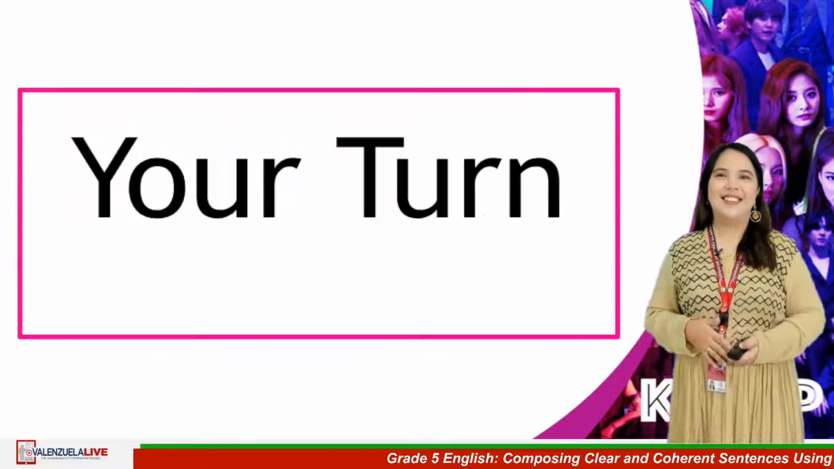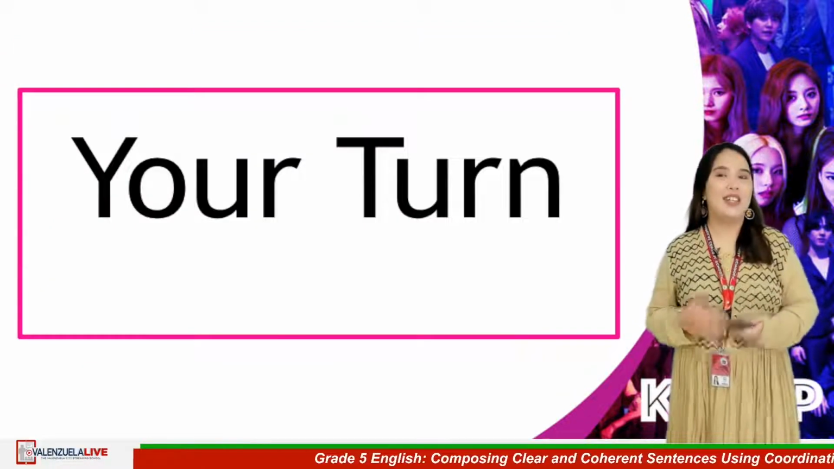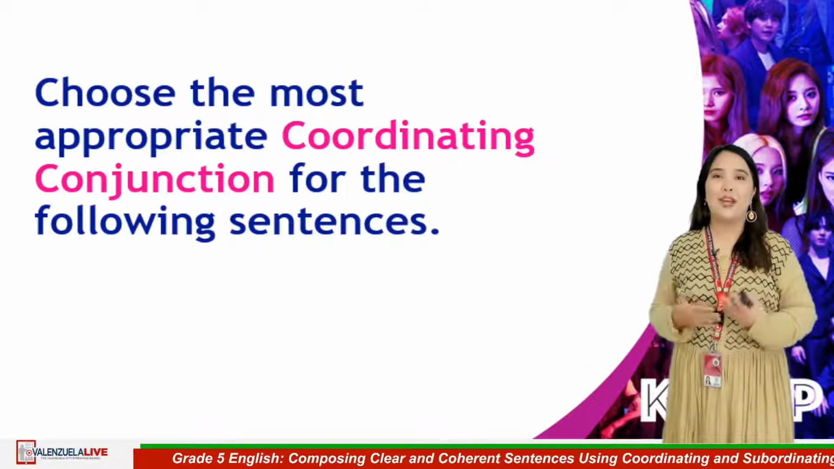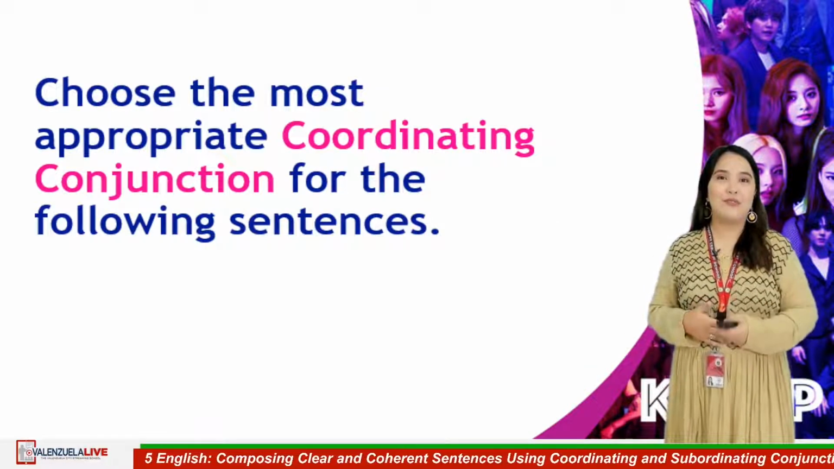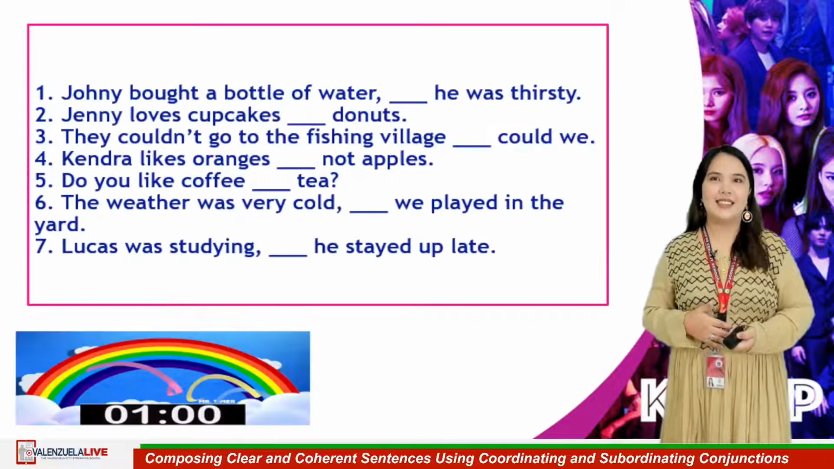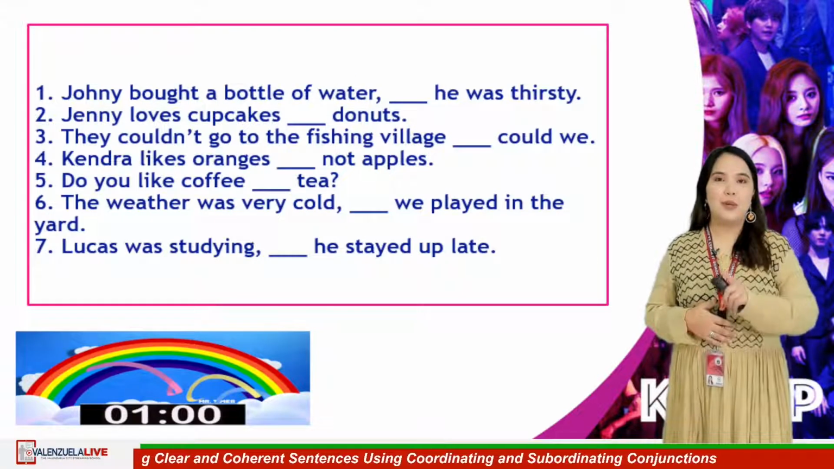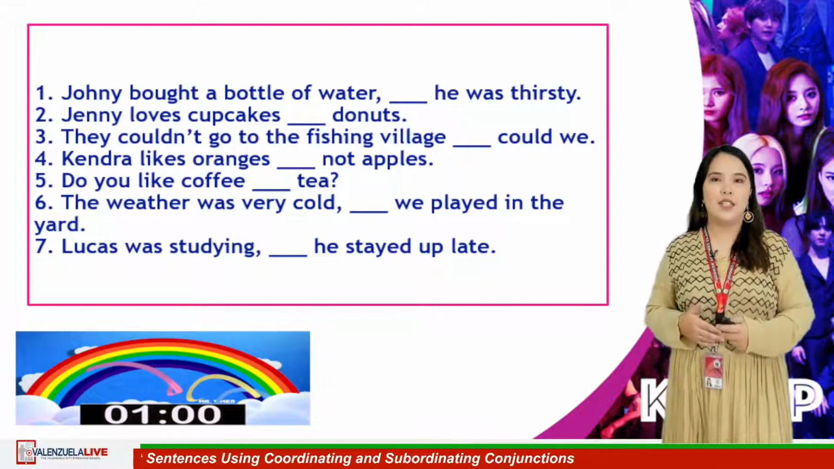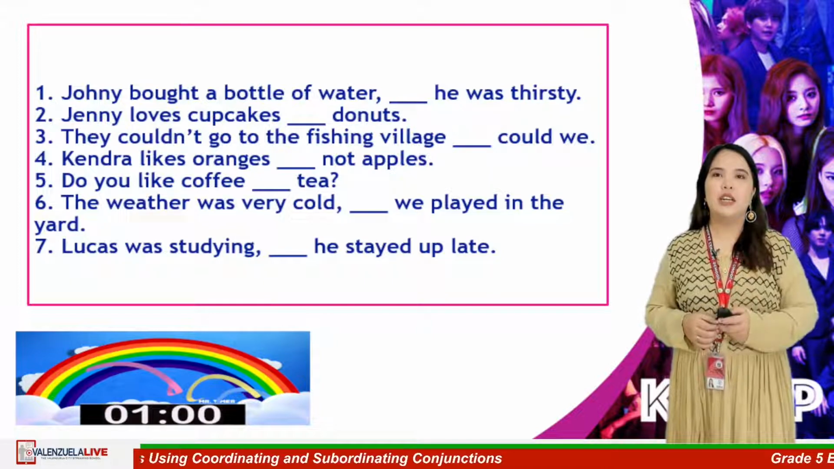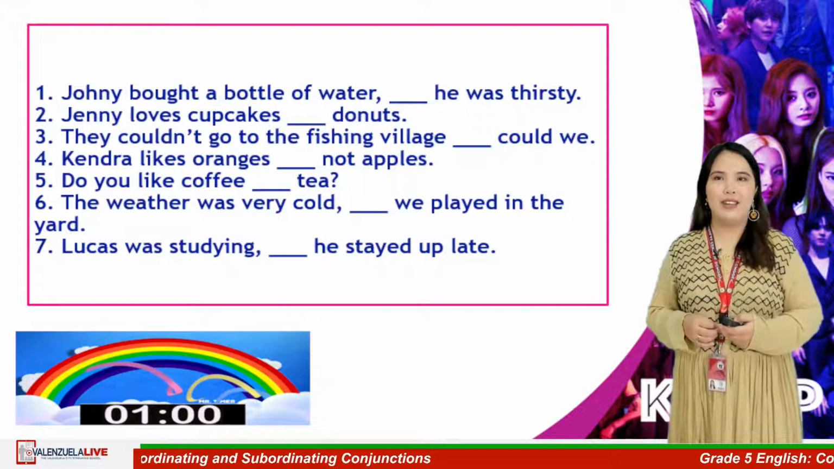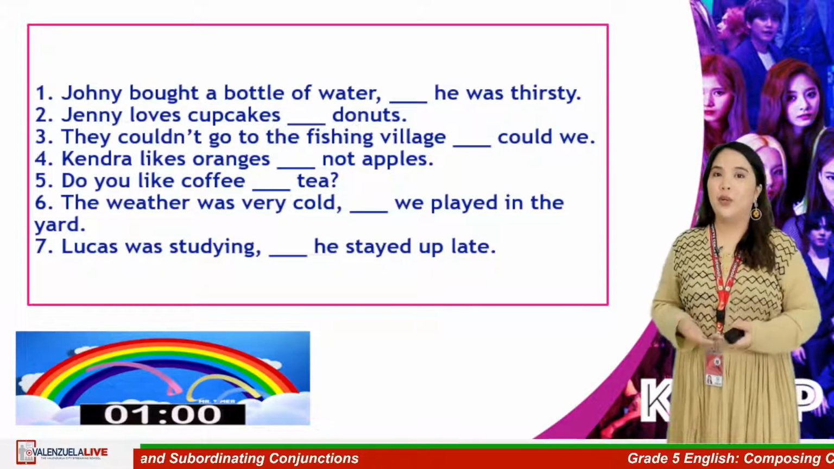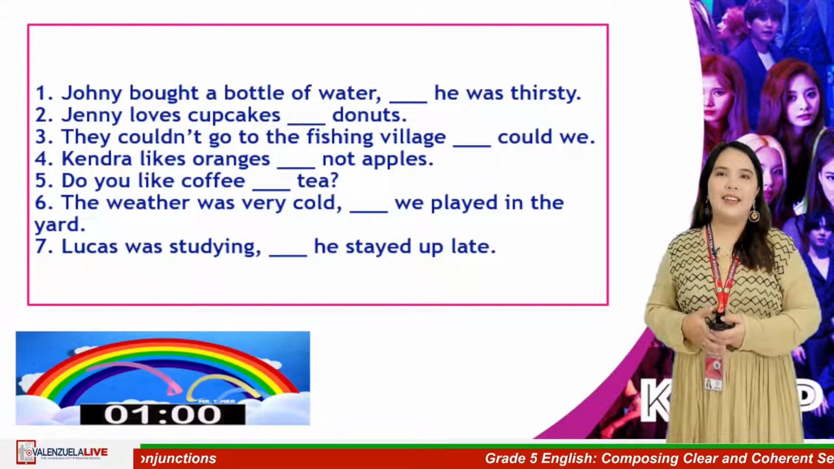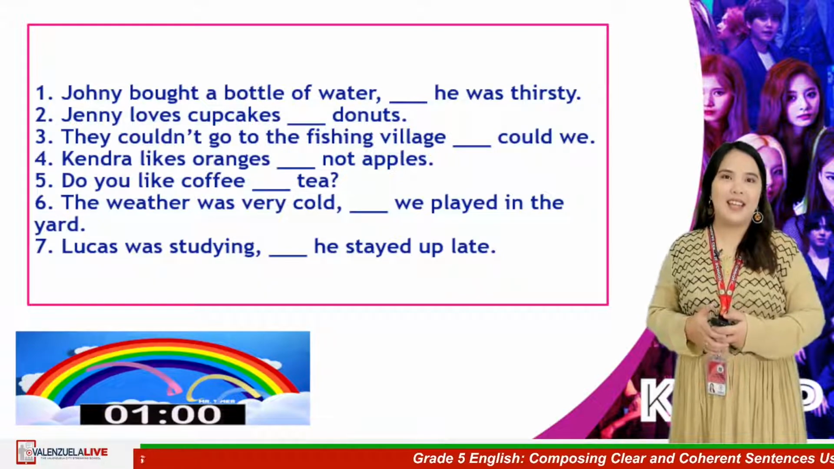Okay? So it's your turn, children. You are going to choose the most appropriate coordinating conjunction for the following sentences. We have number 1, Johnny bought a bottle of water, blank he was thirsty. Number 2, Jenny loves cupcakes, blank donuts. Number 3, they couldn't go to the fishing village, blank could we. Number 4, Kendra likes oranges, blank not apples.